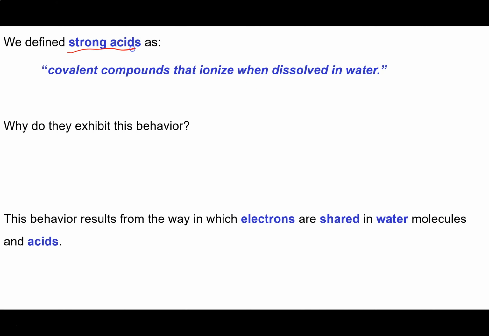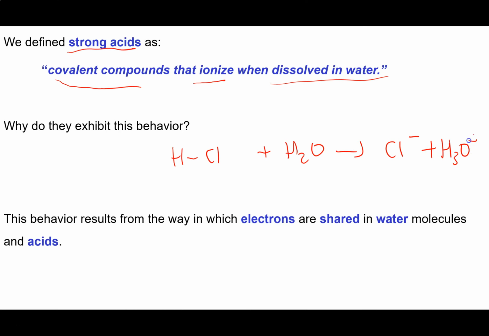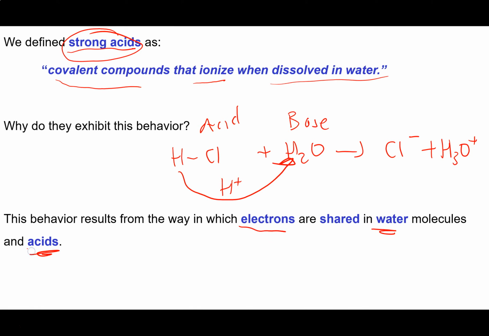So, a strong acid is defined as a covalent compound that ionizes 100% when dissolved in water. And the question is why do they do that? Why does hydrogen chloride transfer its proton to water? How come it just loses this guy and gives it up to the water? Why does that happen? And it doesn't just do it a little bit, it does it 100% because it's a strong acid. Well, the reason is it's all about how the electrons are shared in our water molecule and in our acid molecule.